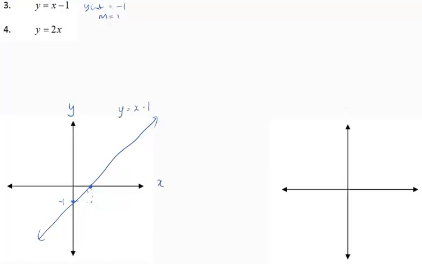So for number 4, we have y is equal to 2x. So we have nothing after our x value here. So when x is 0, y is also 0. So our y-intercept is at 0. We're going to cut through our x and our y at 0. And our m is equal to 2. Our gradient is 2. So we go across by 1 and we're going to go up by 2. Cross by 1, up by 2, and we draw our line in here. Y is equal to 2x.